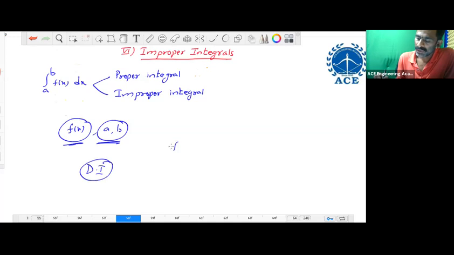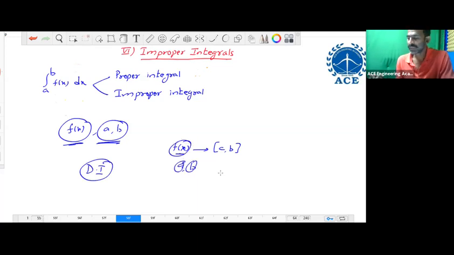Whenever the function has finite value in the interval, the function has finite value for all the values of x inside the interval, and a, b are finite. That is, limits are finite, function is finite. Limits are finite means 1, 200, 1,000 like this only, not infinity, not minus infinity. So whenever the limits are finite and the function is finite, then the integral is proper integral only.